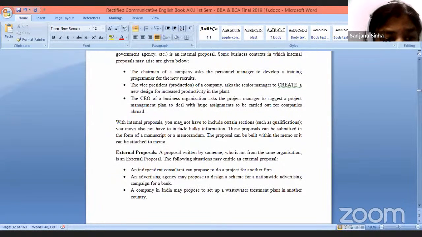With an internal proposal, you may not have to include certain sections such as qualifications. Why? Because people already know you're working there. Supposing the chairman of the company is asking the personnel manager to develop a training program. The chairman already knows the qualification of the personnel manager. So the personnel manager, when writing the proposal, will not be required to write his qualification and experience, because the person already knows about it, isn't it? So information such as qualifications can be excluded.